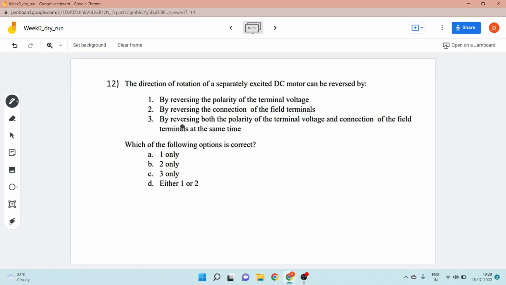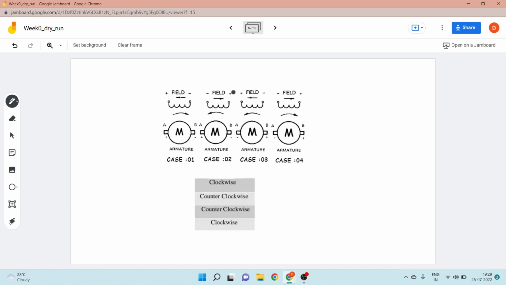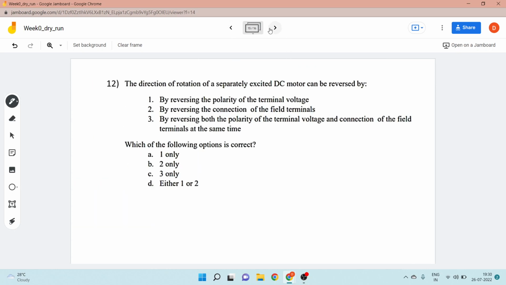So now this is the last question. If the direction of rotation of a separately excited DC motor can be reversed, option 1 is given by reversing the polarity of the terminal, option 2 by reversing the connection of the field terminals, option 3 by reversing both the polarity of the terminal voltage and the connection of the field terminals at the same time. Now, which is correct? This is the armature winding and this is the field winding, just showing the separately excited DC motor.